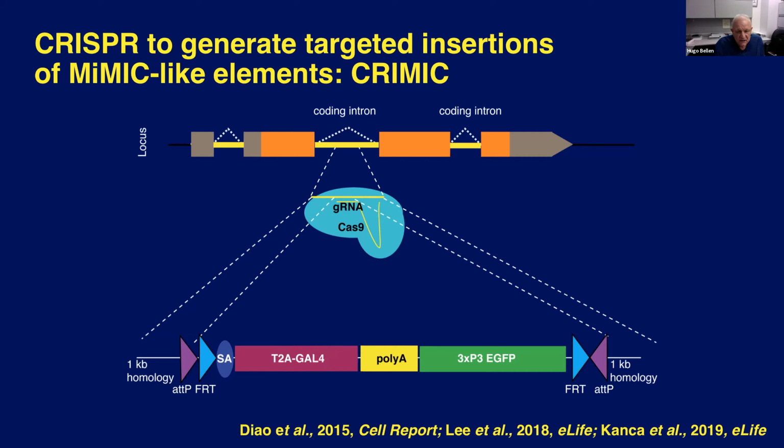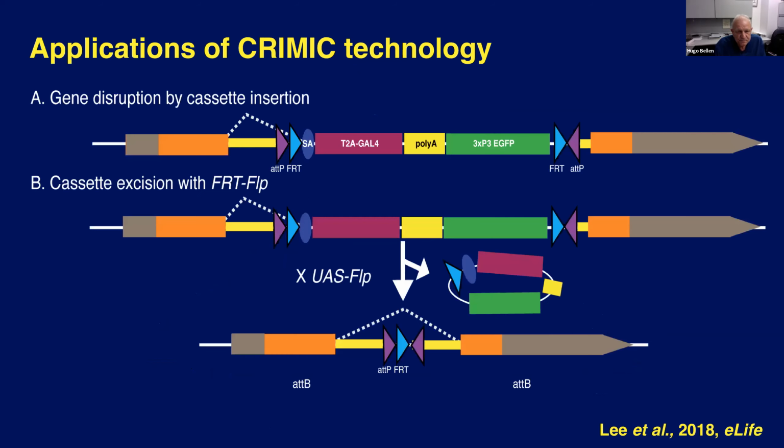This technology has been changed now. I show here where we put in 1 kb homology arms, but we now use 100 base pair homology arms, and we've shown that this is now very efficient. If you're interested, I refer to the Kanca et al. paper, where we have about 80% efficiency. So we can make a piece of DNA that we order from a company and insert it, and about 80% of the time we get success with this approach. This is a relatively simple and powerful approach.